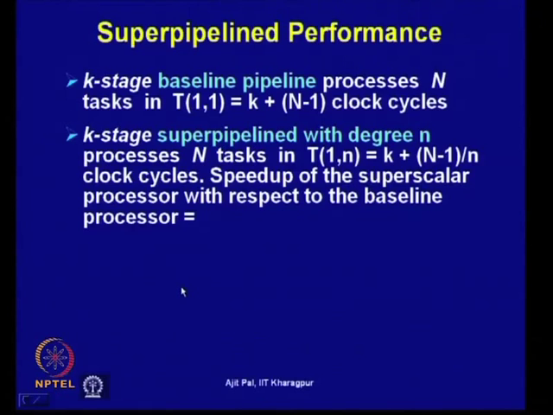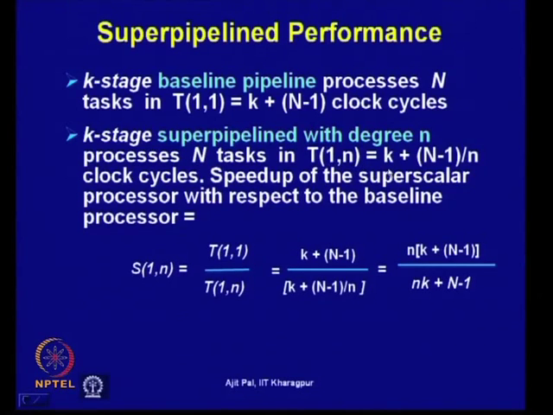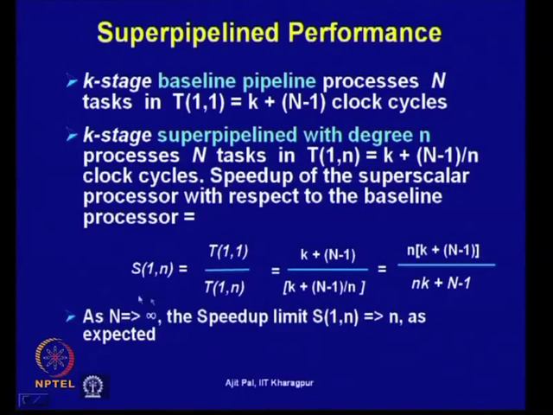In a similar way you can find out the performance of the superpipeline processor. The time required is T(1,n) equal to k plus n minus 1 per n. You can consider it as a pipeline processor, and the speedup is equal to T(1,1), that is the baseline pipeline processor, by T(1,n), that is the superpipeline processor, which gives k plus n minus 1 by k plus n minus 1 by n. So this is the speedup that we get: n into k plus n minus 1 by nk plus n minus 1. And whenever n is very large, then you get S(1,n) equal to n as expected, that means with respect to the base pipeline processor we get a speedup of n. However, whenever we consider the speedup with respect to a non-pipelined processor, we shall get a speedup of n into k.